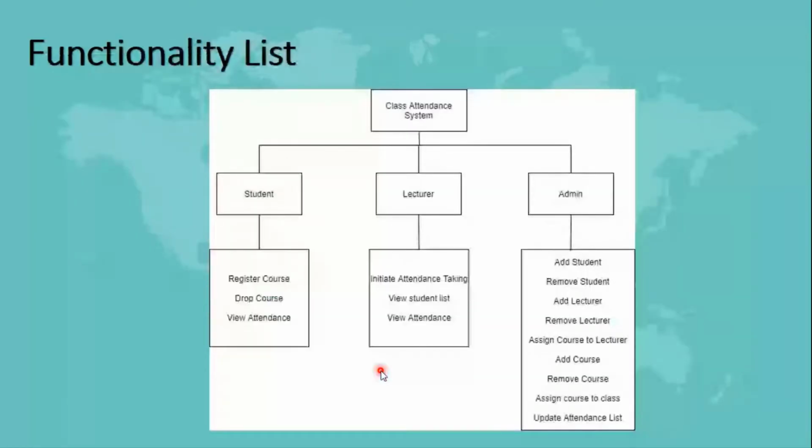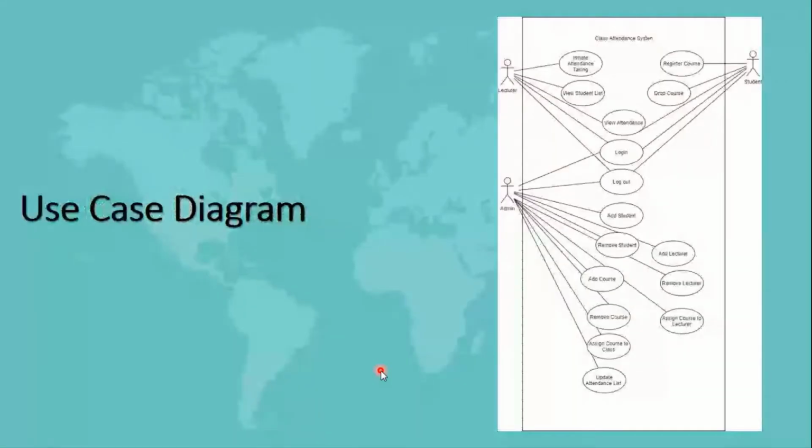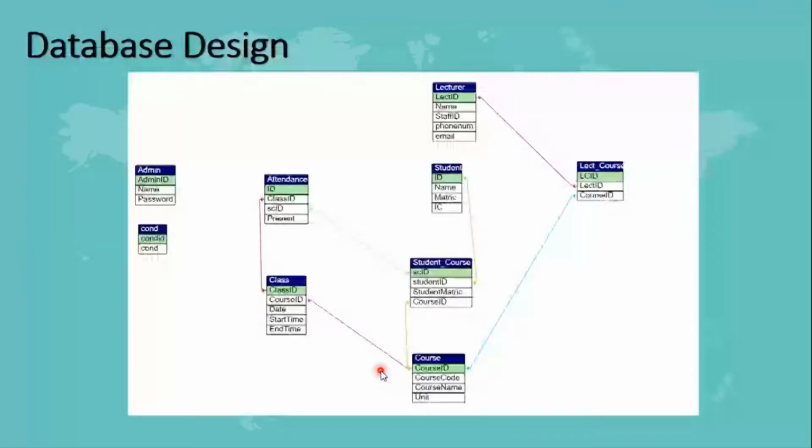Next is the functionality list. In our project, we will provide a web service for 3 different users, which have their own functions. Next, I'll present about the design flow and process. In this project, we use Unified Modeling Language to visualize the design of the system. The use case diagram of our system is shown on the screen. As you can see, we have 3 target users, which are student, lecturer, and admin. They all have access to the same functions, which are login and logout. They also have their own different functions in the web page after login.